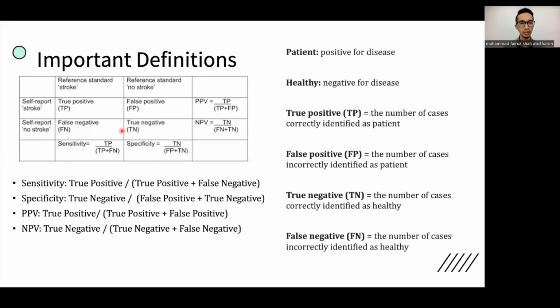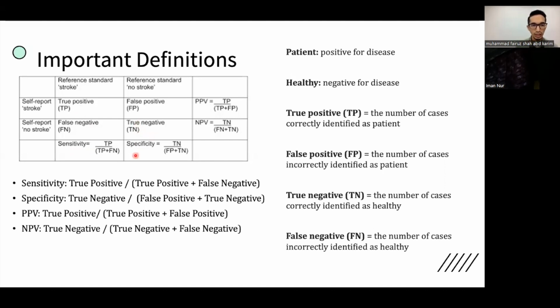So we have talked about sensitivity and we have talked about specificity. Basically, sensitivity shows how good the test is at identifying those who actually have the disease and test positive, and those who don't have the disease and test negative is called specificity.